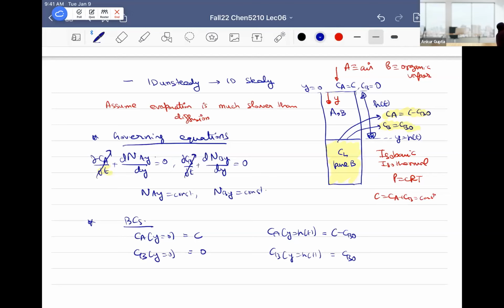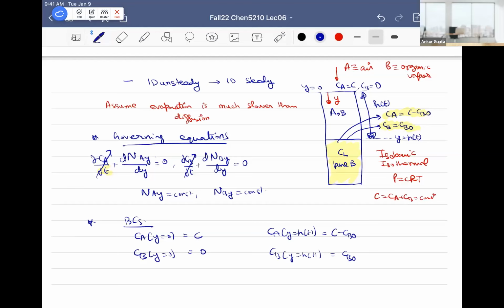Some of you may be wondering, how come I have h of t here? I didn't write it like this last time. Height is a function of time, and I'm writing a boundary condition as a function of time. Why is that allowed? Any thoughts? Anybody want to say why I can use a time dependent boundary in this problem?